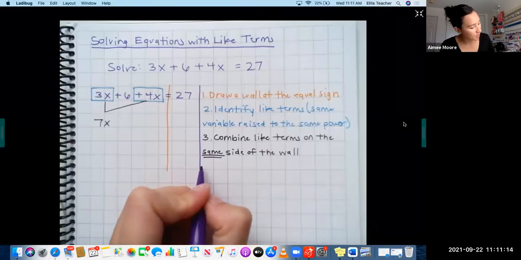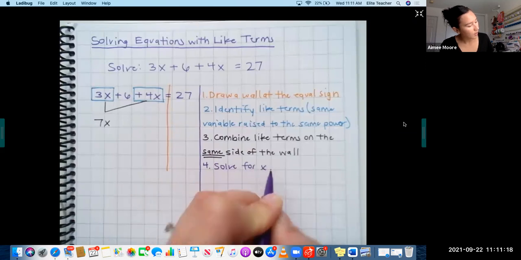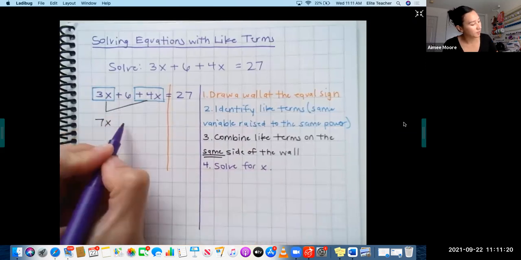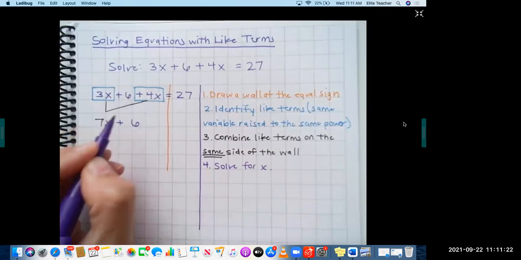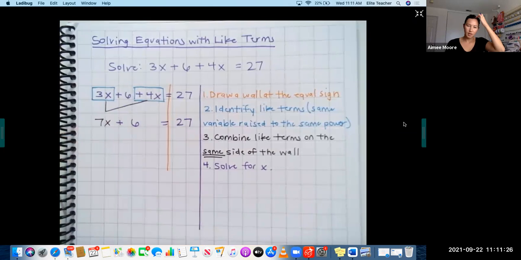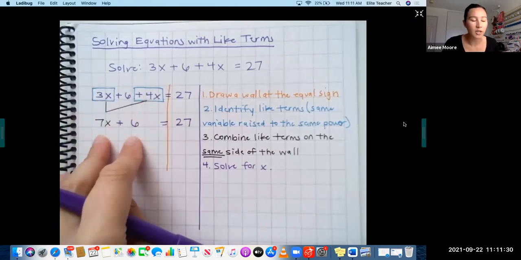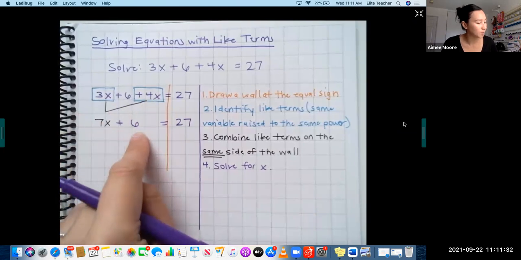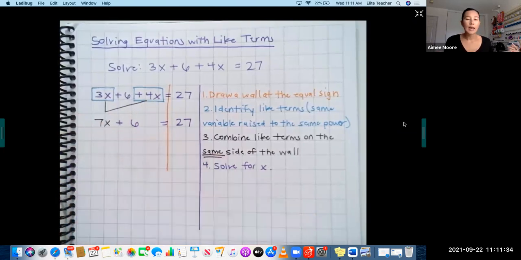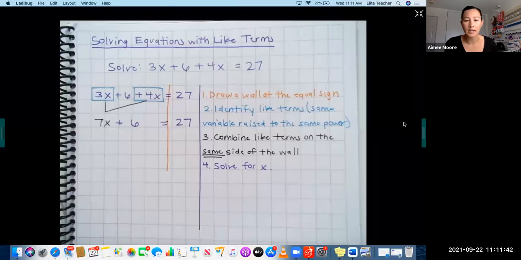And then the last step is we are just going to solve for x. Now that we combined our like terms, we still have plus 6 on this side equals 27. So we really just added that one new step where we're combining our like terms. Now our equation is 7x plus 6 equals 27. Now it's just a two-step equation, what we did in our last live session. Any questions on the new step of combining like terms?